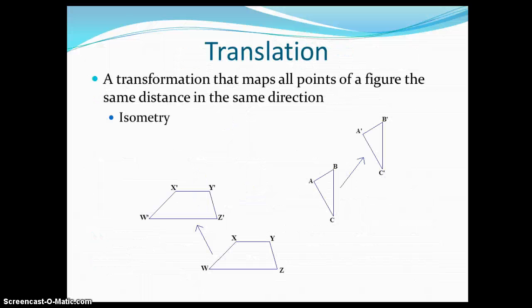The first transformation we're going to talk about is a translation. A translation is a transformation that maps all points of a figure the same distance in the same direction. We often refer to it as a slide. A translation is an isometry, meaning the image and the pre-image are congruent.